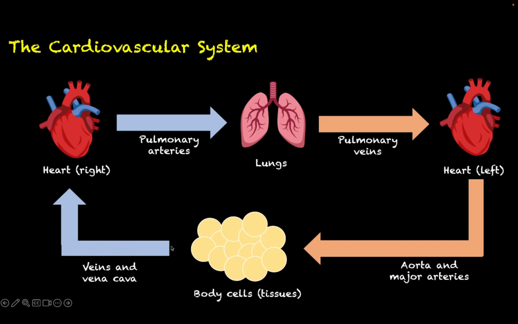So that oxygen-poor blood will return back to the right side of the heart through the veins and the vena cava. So this is a closed circulatory system, meaning the blood is constantly flowing in a loop. Blood can neither escape nor enter. So in order for us to oxygenate blood and then deliver that oxygen-rich blood to all of the body's tissues, including the brain, we are dependent on this flow of blood continuing uninterrupted.